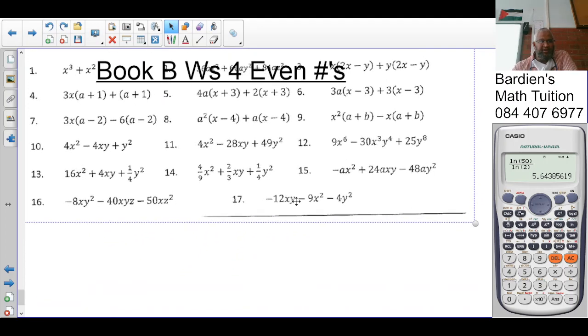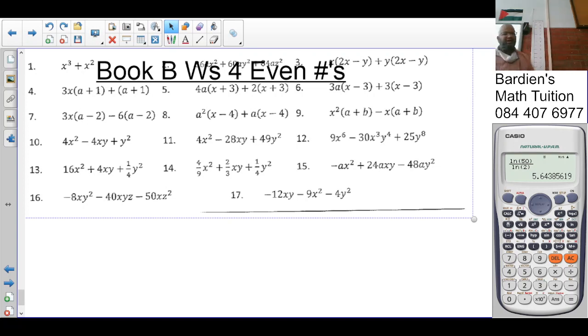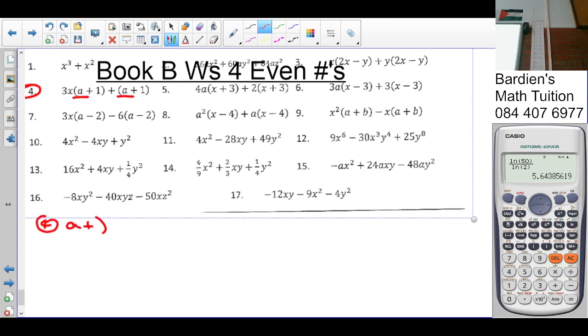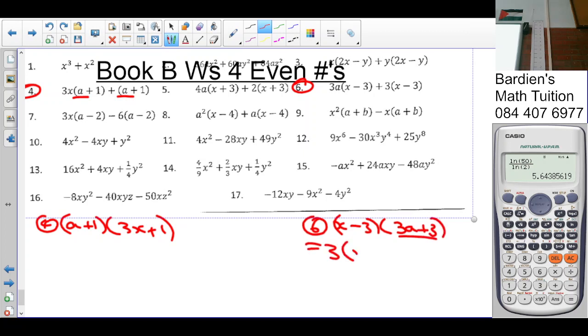You will agree with that? Yes, sir. Then you have to do number 4 and 6. Let's look at 4. What is common here? 8 plus 1. What are we left with? 3x plus 1. You will agree with that? Number 6. What is common there? x minus 3. What are we left with? 3a plus 3. What is common? 3. I'm left with x minus 3 and a plus 1.